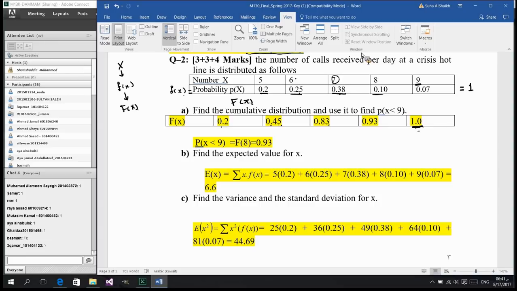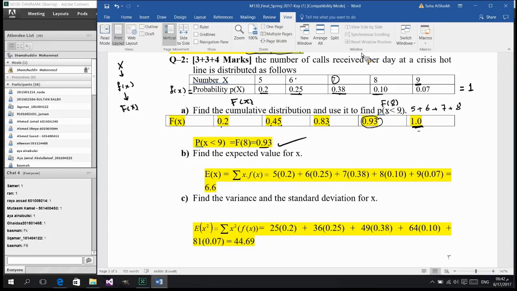Okay, so this completes the table that we have. And if I want to find the probability of x less than 9, what does less than 9 mean? It means 5 and 6 and 7 and 8, exactly f of 8. This is nothing but f of 8, which is 5, 6, 7 and 8, which is what here? 0.93, which is 0.93 here.